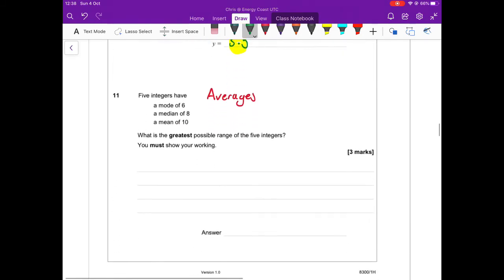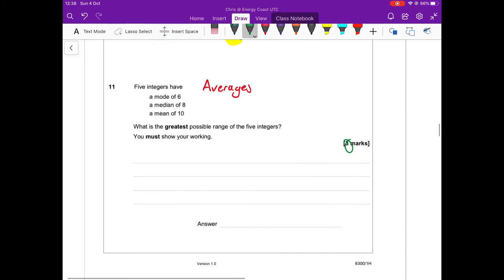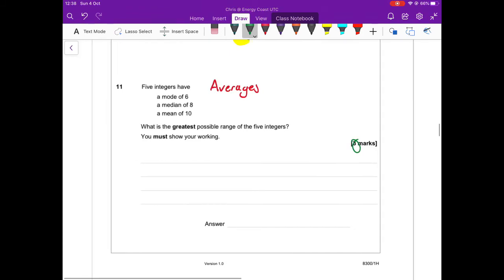And then question 11 is quite a tricky averages one, but it is worth 3 marks, so we'll have a look. 5 integers, whole numbers. Mode, most common, median is the middle when they're in order, and mean is 10. What's the greatest possible range?